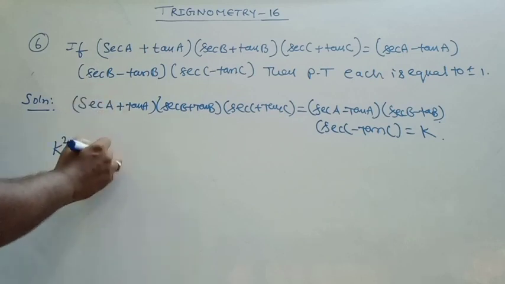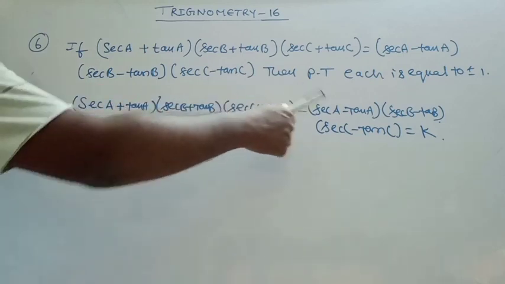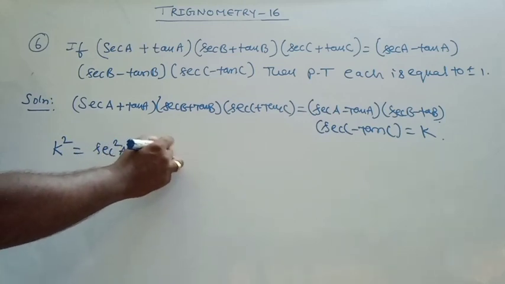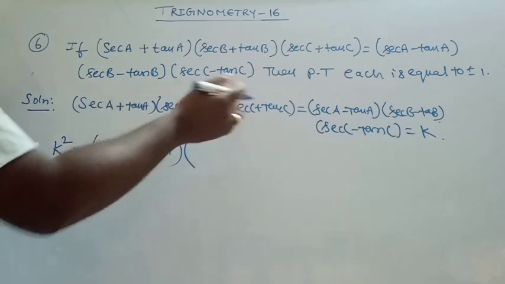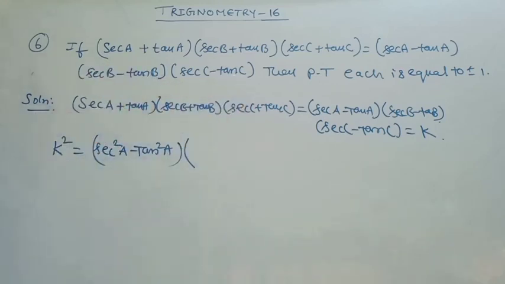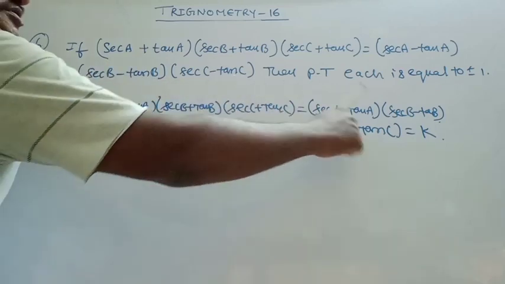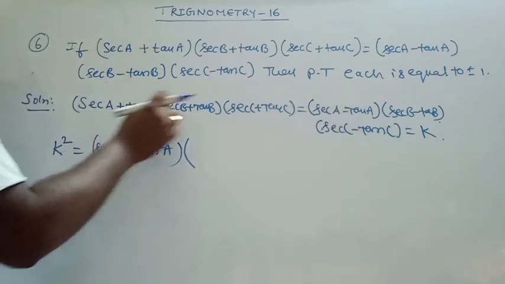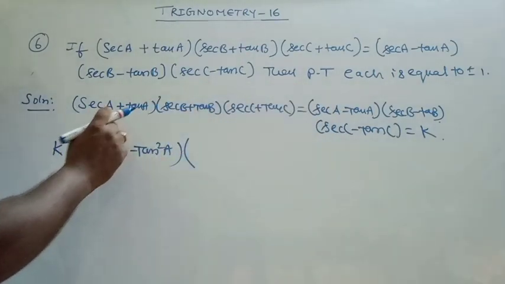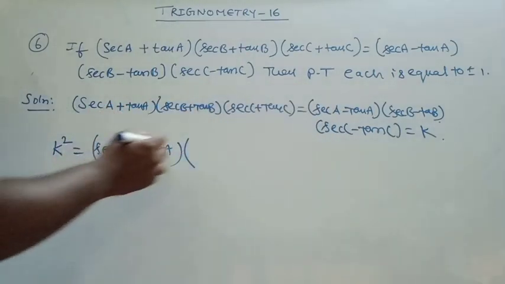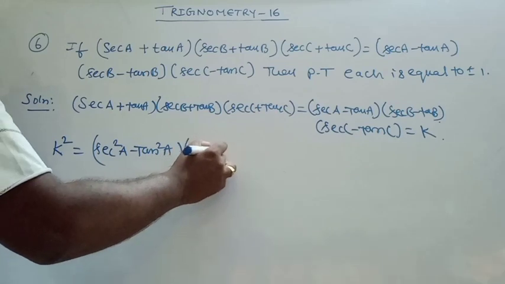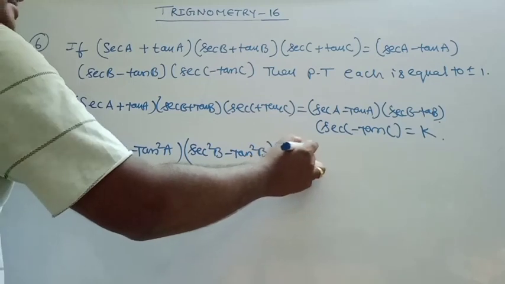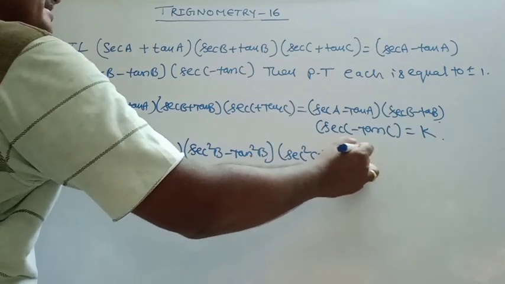If you multiply that, what will you get? Secant A plus tan A into secant A minus tan A gives secant square A minus tan square A. Once you multiply these, you get K into K, which is K square. Then secant A plus tan A as the first term and secant A minus tan A as the second term become secant square A minus tan square A, into secant square B minus tan square B, into secant square C minus tan square C.